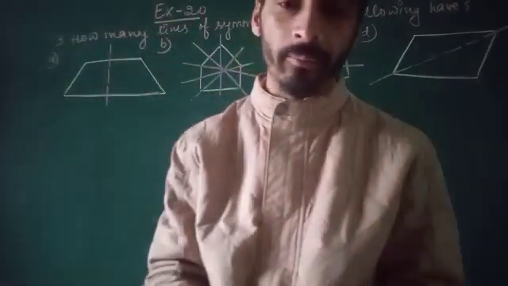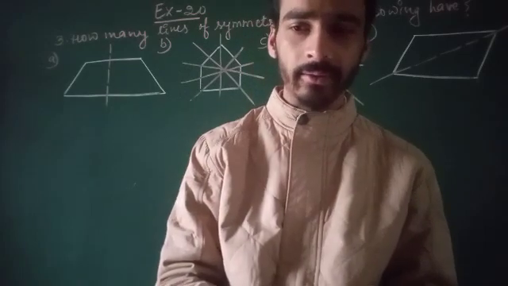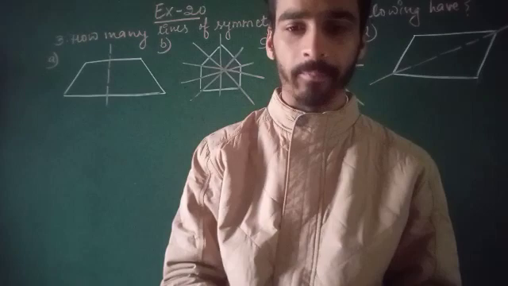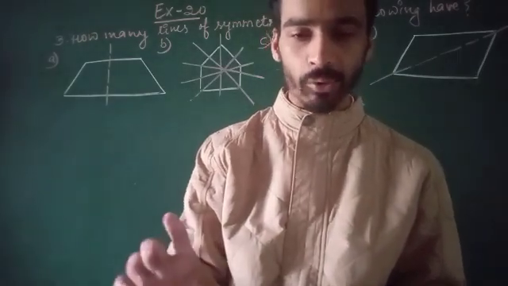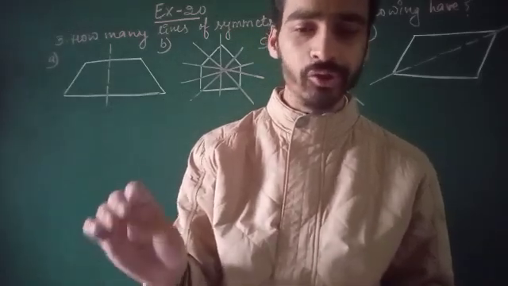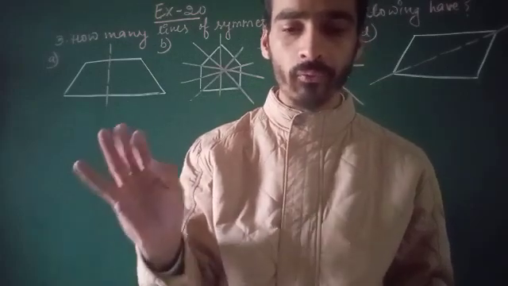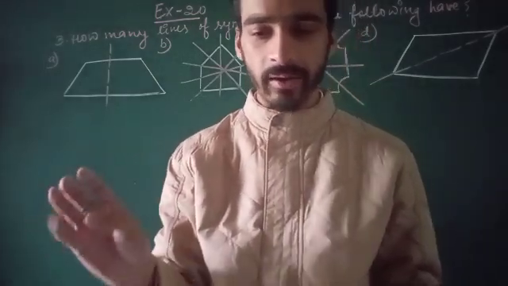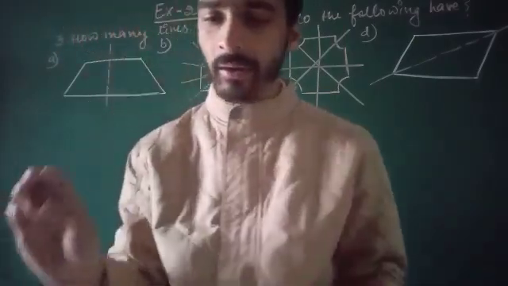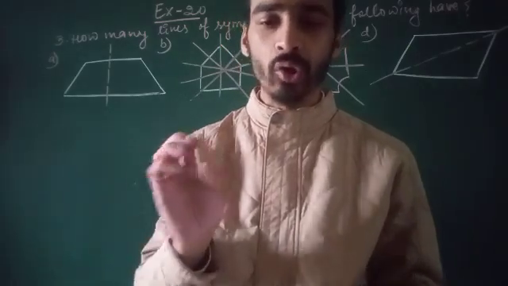Now come to question number 4. Study the alphabets and numbers below and answer the questions that follow. Which characters have no lines of symmetry? So listen to the answer carefully. Question 4 A. Which characters have no lines of symmetry? So in figures 1, 2, 4, 5, 6, 7, 9, F, G, J, L, N, P, Q, R, S and Z. These have no line of symmetry.